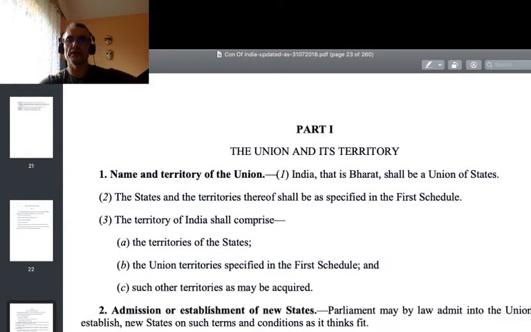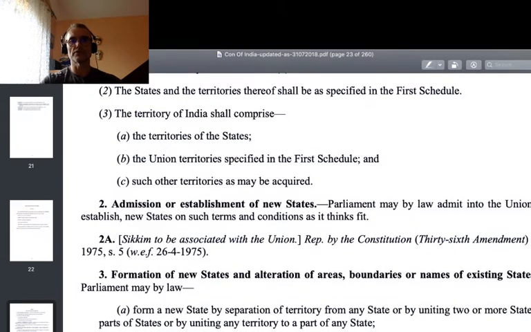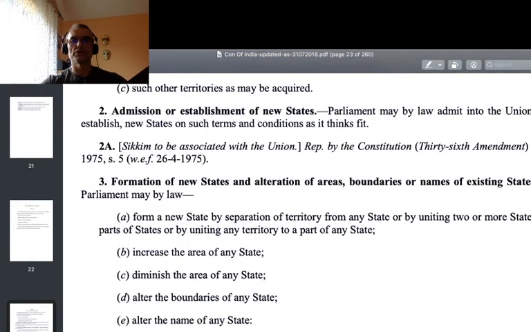Part 1. The Union and its Territory. Name and territory of the Union. India, that is Bharat, shall be a union of states. The states and the territories thereof shall be as specified in the first schedule. The territory of India shall comprise the territories of the states, the union territories specified in the first schedule, and such other territories as may be acquired. Admission or establishment of new states. Parliament may by law admit into the Union or establish new states on such terms and conditions as it thinks fit.